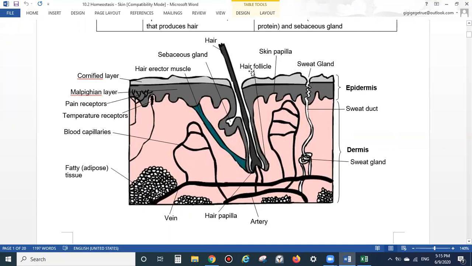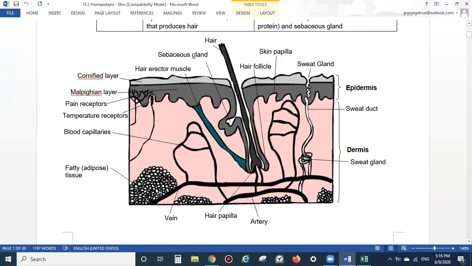Then we look at hair. We have the hair follicle. Hair follicle is where the hair grows. And then we have the hair erector muscle. It will control whether the hair stands on its end or lays flat. Okay, so hair follicle is the end over here, and then hair erector muscle is the muscle that pulls on the hair. And then near the hair, basically every strand of hair has a sebaceous gland.